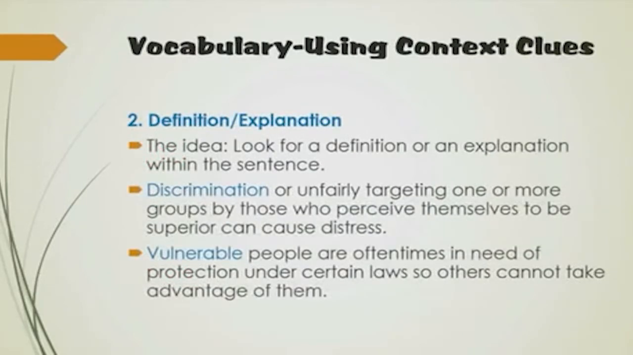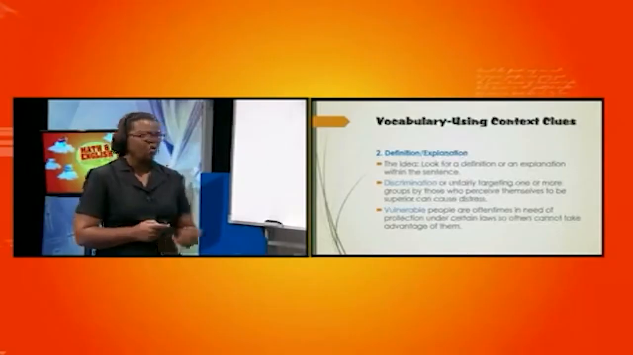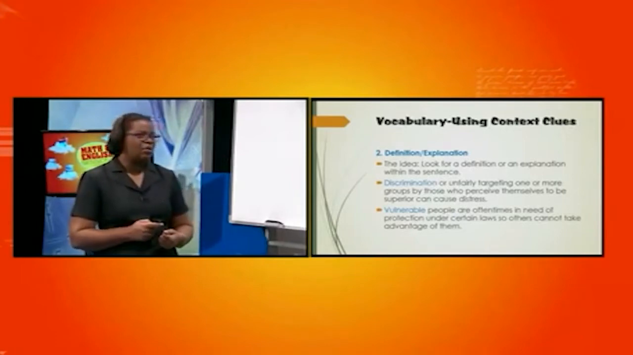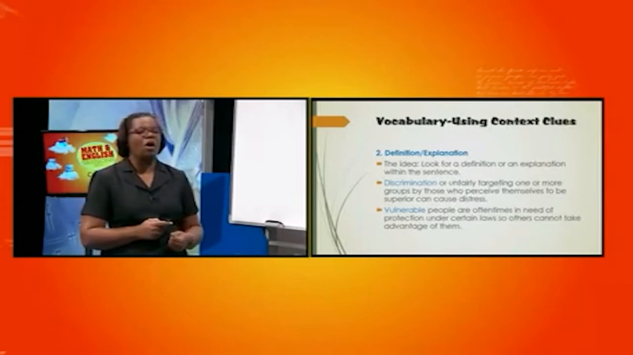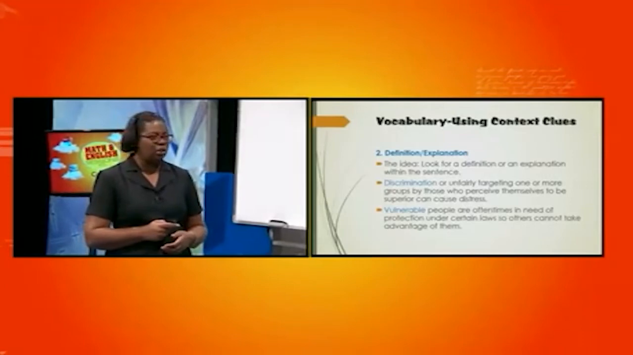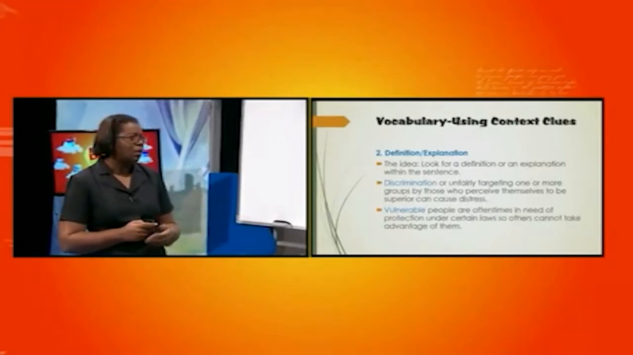Another strategy that you can use to help you with context clues is to look for definitions or explanations that the writer may give. Look for a definition or an explanation within that same sentence, all right? So we're looking at discrimination again. Discrimination, or unfairly targeting one or more groups by those who perceive themselves to be superior, can cause distress. So if I don't know what discrimination means, I can focus on the explanation that is given, right? Unfairly targeting one or more groups. And hence I arrive at my definition for discrimination, right? Which is unfair treatment.